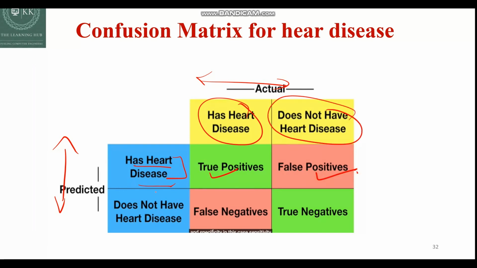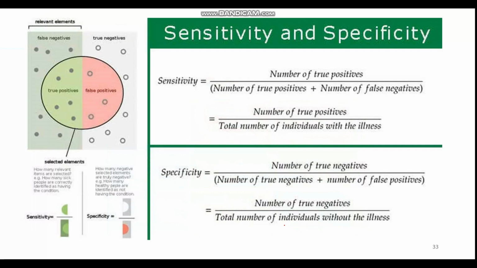If the patient doesn't have heart disease but it has been detected as heart disease, that is a false positive. Fine. And predicting that the patient doesn't have heart disease when they don't have heart disease is the true negative case. So let's consider sensitivity.